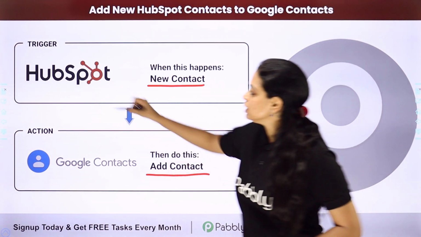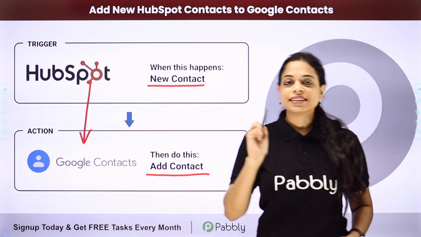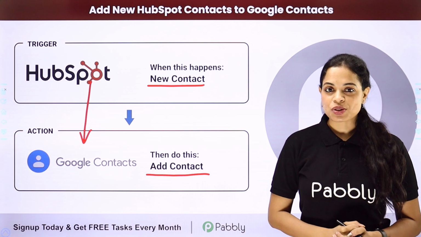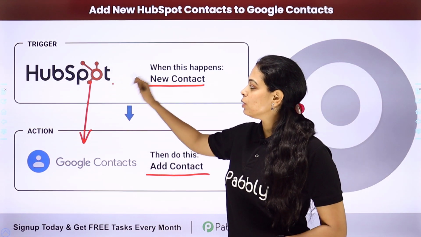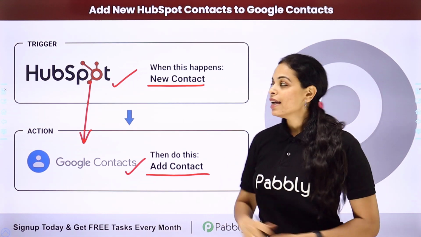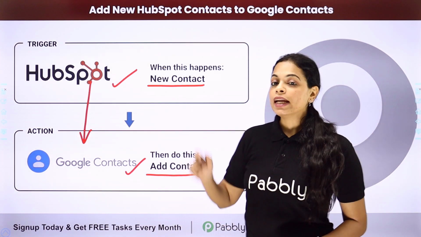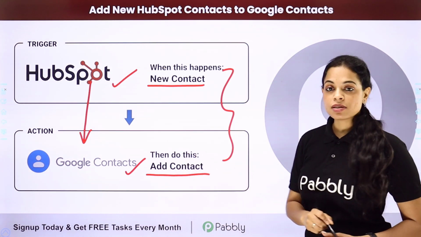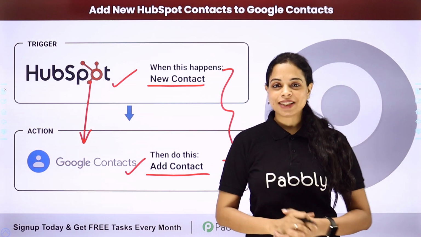For this, you will have to integrate the two applications, and the same thing can be done using Pabbly Connect software. So here your trigger application will be HubSpot and your action application will be Google Contacts. Now, how can you integrate and automate this entire process yourself? To understand that, let me take you to my screen.